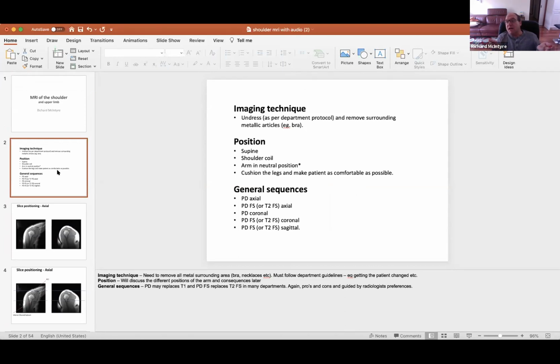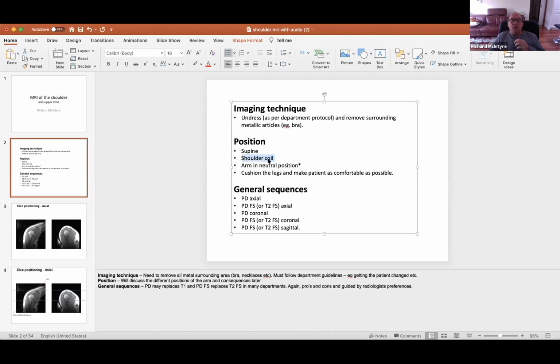Magnetic susceptibility artifact, the same as what we saw in the previous shoulder image. Okay, we use the supine. We position the patient supine as comfortable as possible. We use the shoulder coil.